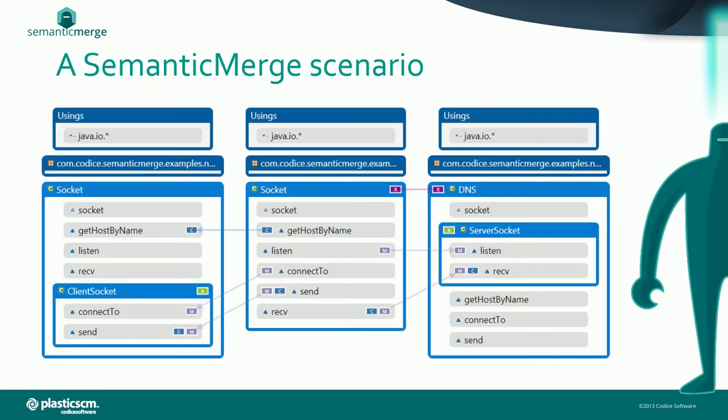Let's now check a scenario that can be easily handled by SemanticMerge, and it's very difficult to deal with for a conventional text-based merge tool. What you have in the center is the base, how the code was before, and then you have the two contributors at both sides. The first thing you see is that two new subclasses are created, and methods from the original class are moved into the two new subclasses.